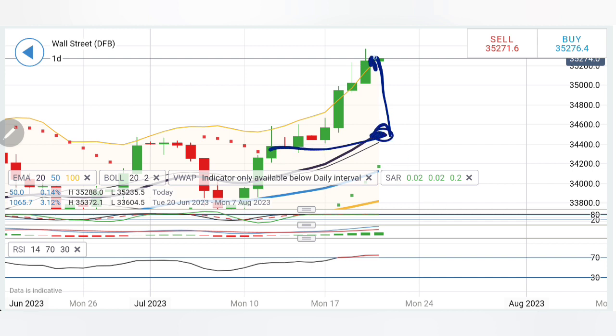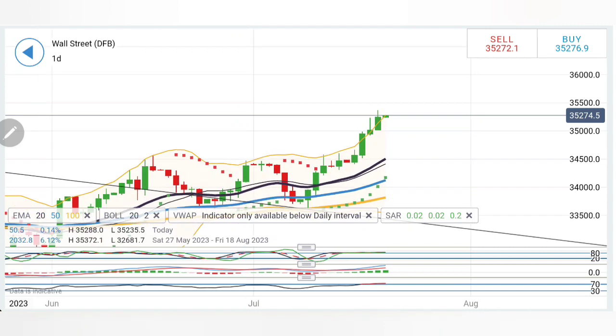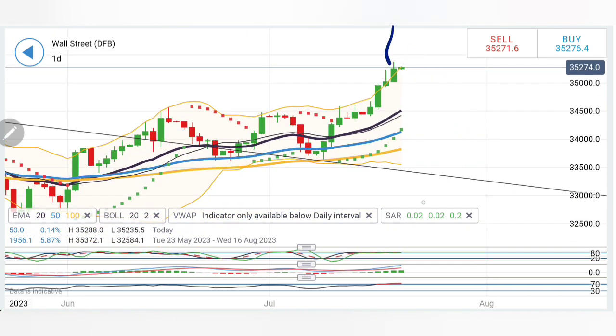This is increasing, and the higher it goes, there should be a pullback. Chances of a pullback increase, whether it happens today, tomorrow, or the day after tomorrow, but a pullback is a must. It should not be much divergent here.